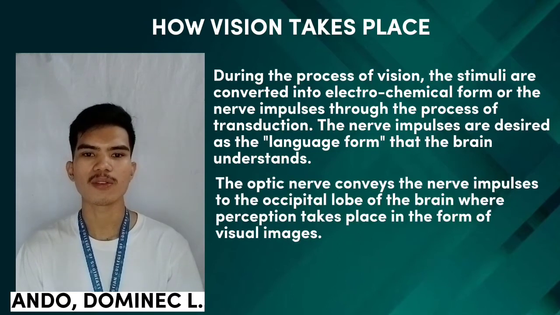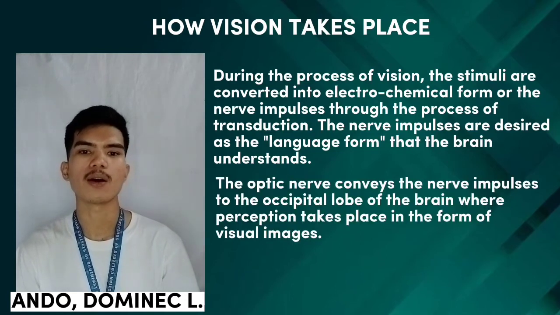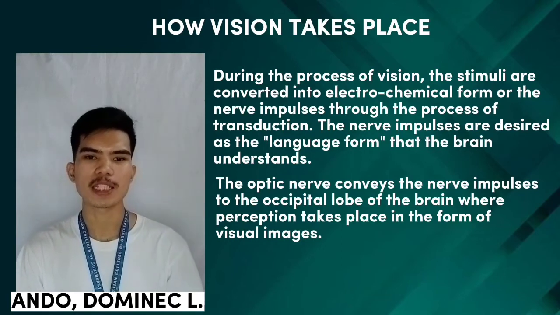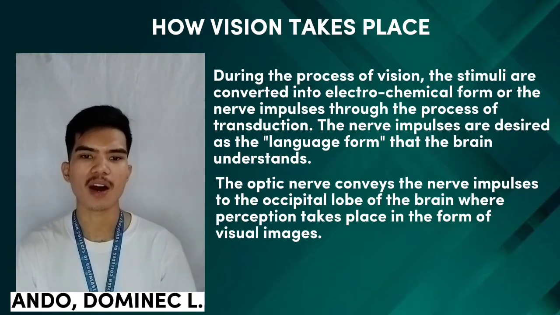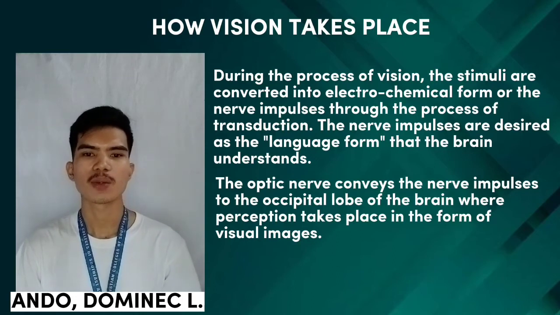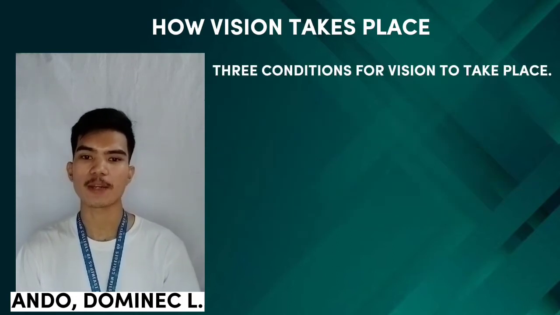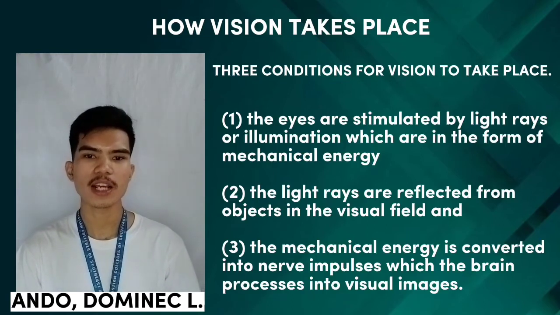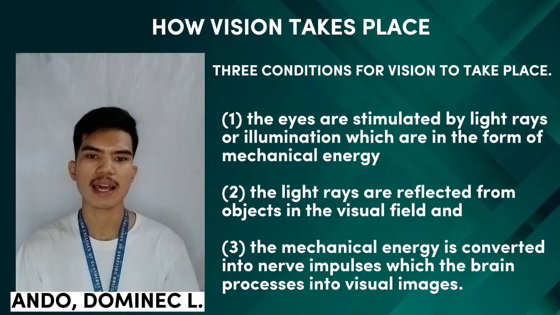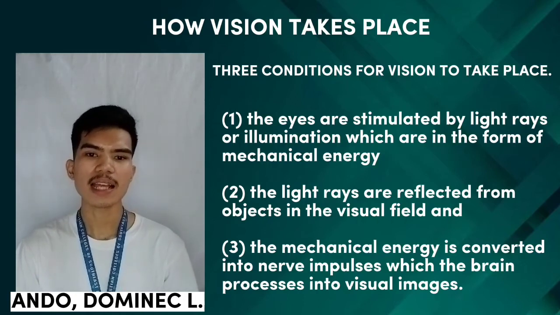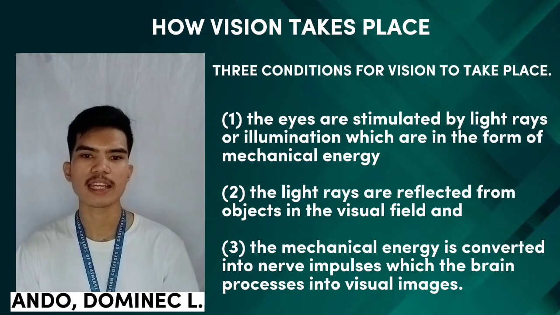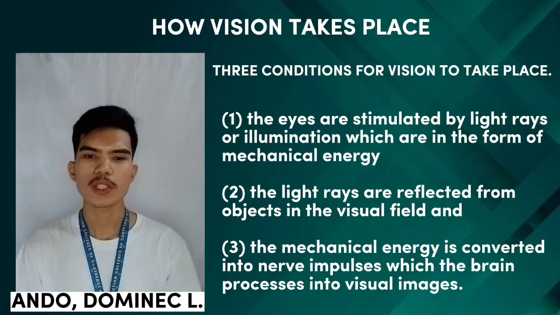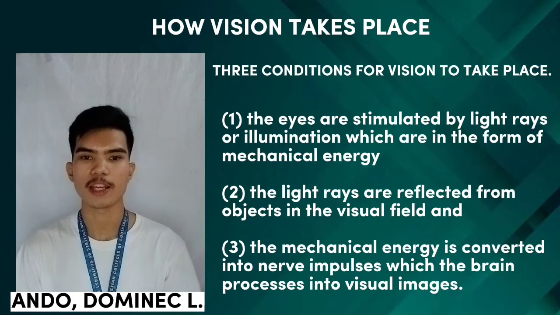The optic nerve conveys the nerve impulses to the occipital lobe of the brain, where perception takes place in the form of visual images. So there are three conditions for vision to take place. First, the eyes are stimulated by light rays or illumination, which are in the form of mechanical energy. Second, the light rays are reflected from objects in the visual field. And lastly, the mechanical energy is converted into nerve impulses, which the brain processes into visual images.